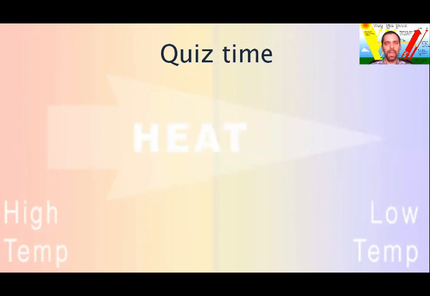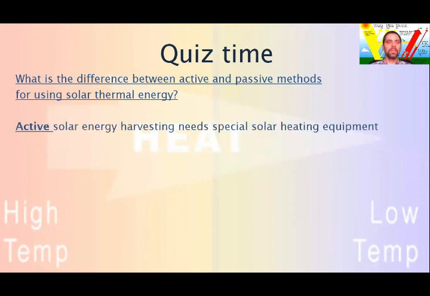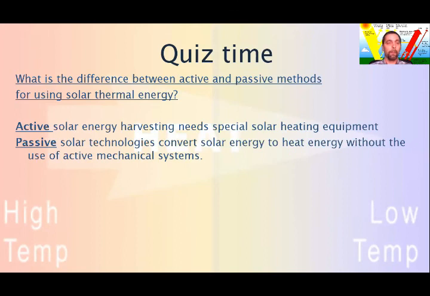It is quiz time again. Do you remember what the difference is between active and passive methods for using solar thermal energy? Active solar energy harvesting needs special solar heating equipment. Passive solar technologies convert solar energy to heat energy without the use of active mechanical systems.